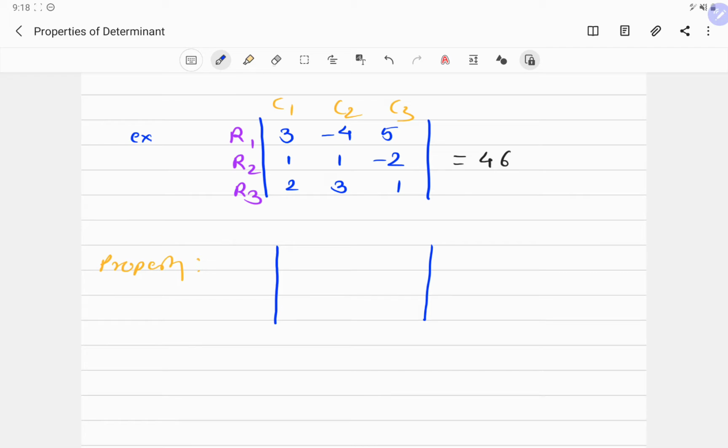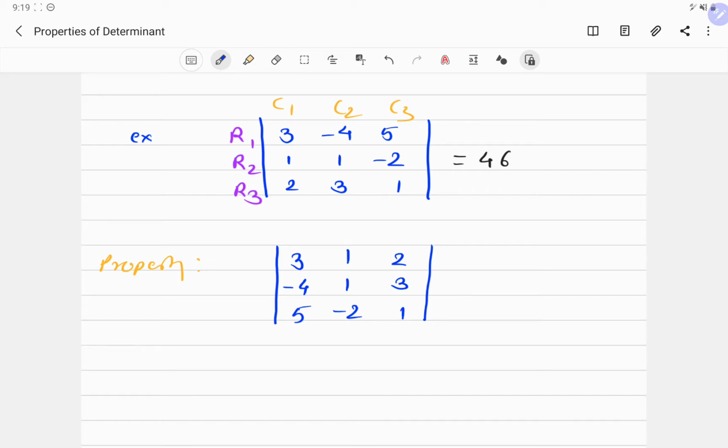Let's see what will happen. If you observe, this is row 1: 3, minus 4, 5. Now I'm converting that into a column, so the first column is 3, minus 4, 5. Please observe this very carefully. The first row became the first column. Now what about the second row? The second row is 1, 1, minus 2. Let's convert this into the second column. Then the third row becomes the third column, which is 2, 3, 1.